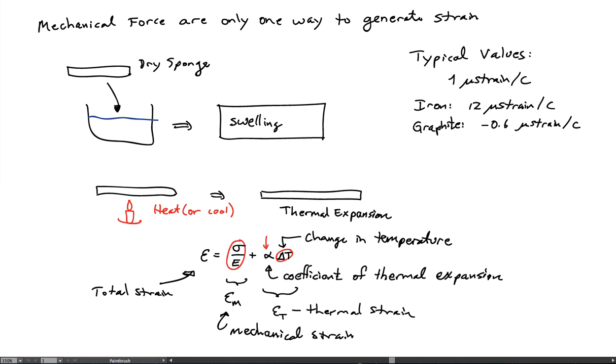Typical values, for example, say iron is 12 microstrain per degree Celsius, graphite is minus 0.6 microstrain per degree Celsius. So the coefficient of thermal expansion can be both positive and negative, though most materials have positive values. There are a few materials that have negative values. So probably the most common material that has a negative value is water near the freezing temperature.